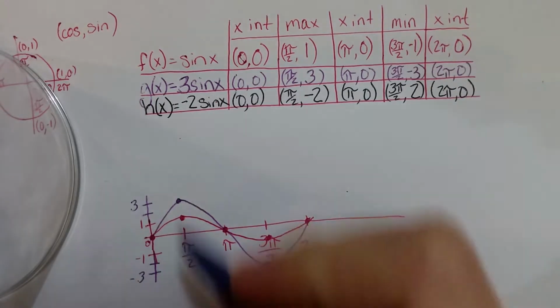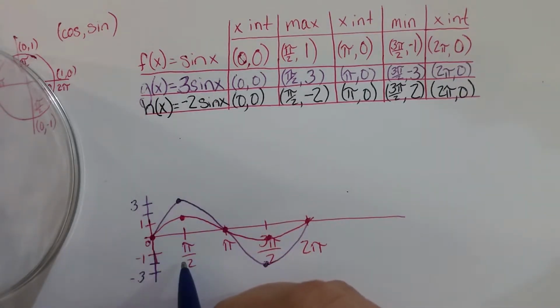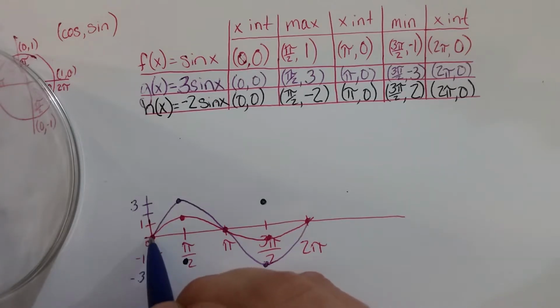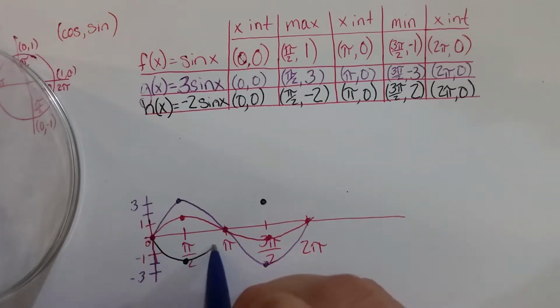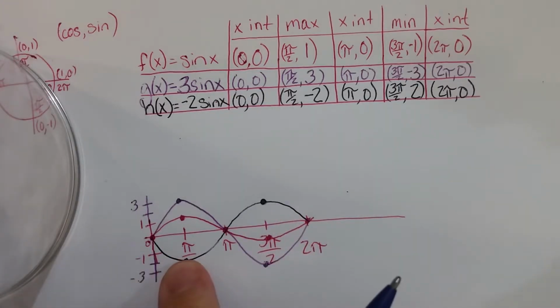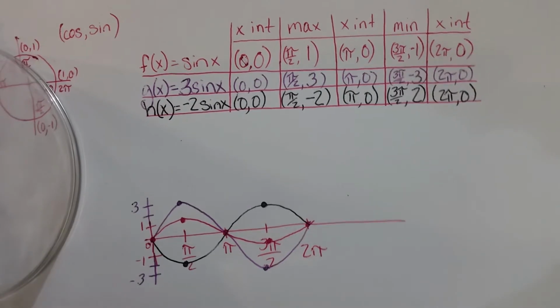Alright, so what does that mean for the graph? It means I'll have a point here at negative 2. Here I'll have a point up at positive 2. All the x-intercepts are still the same. So if you look at it, you can see that the graph has flipped and your highest and lowest points are 2 and negative 2.